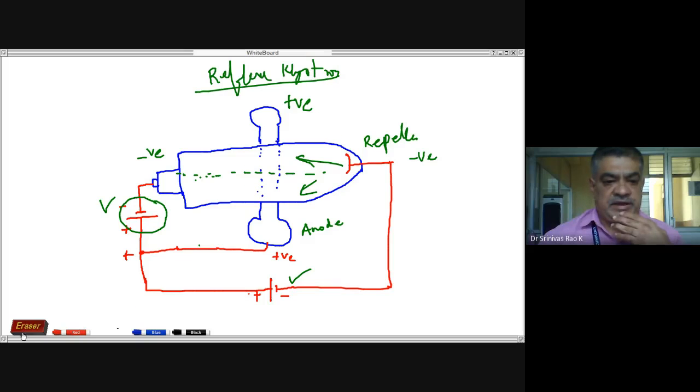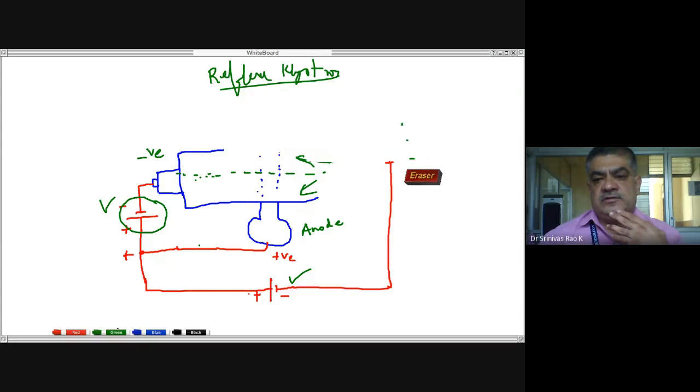Now coming to the Applegate diagram. This is very important. Another mistake. Okay, Applegate diagram. I have told you that it is a very simple Applegate diagram. Nothing much in that.